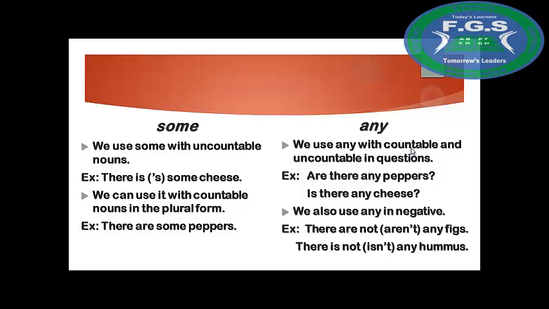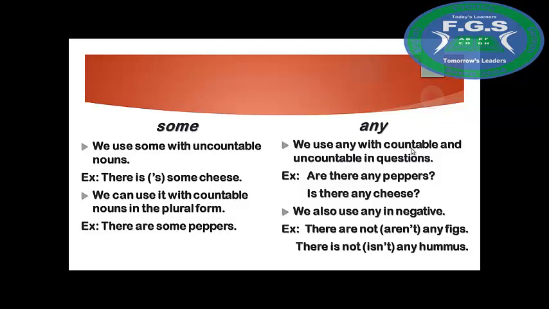Plural countable nouns. Is there any cheese? Is there any meat? Is there any pasta? I can't say in this question, is there any peppers? No, no, no. Because in this question we have to put uncountable nouns after any.